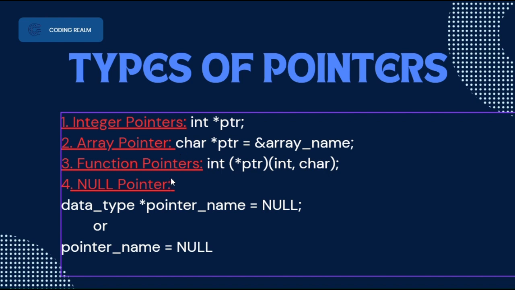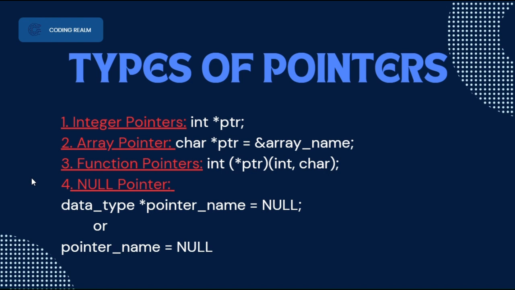Now the function pointer. Function pointers point to the functions. They are different from the rest of the pointers in the sense that instead of pointing to the data, they point to the code. Let's consider the function prototype: integer func, integer, character.